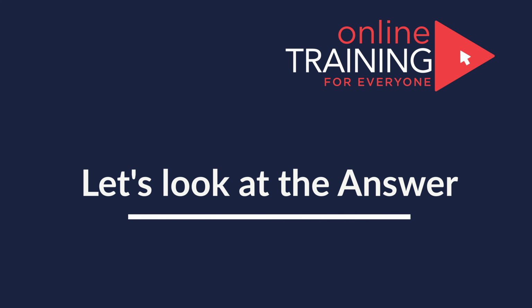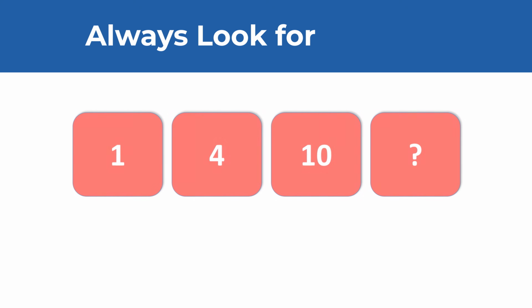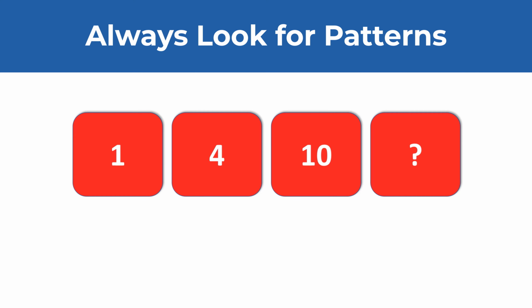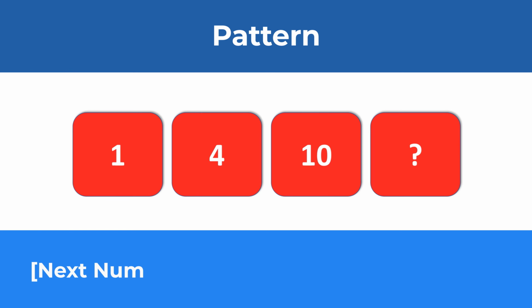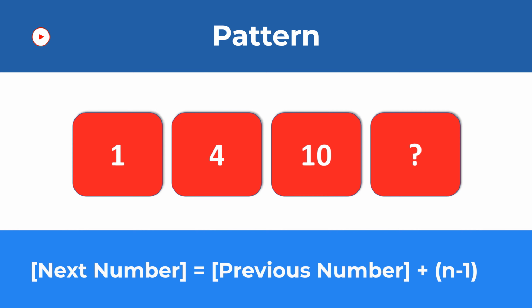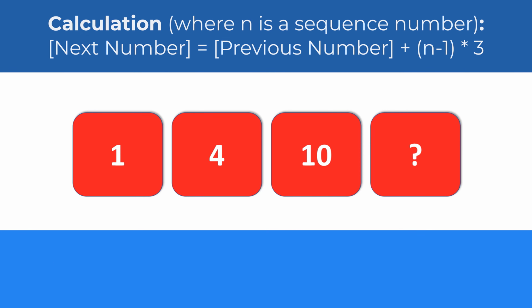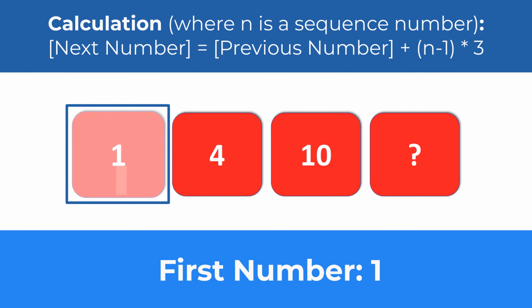As usual, my advice to you, always look for patterns. And the pattern in this case is that the next number is calculated as the previous number plus (the number in the sequence minus 1) multiplied by 3. So to calculate the missing number, let's walk through the sequence. The first number in the sequence is 1.